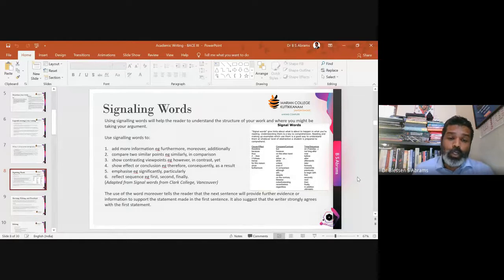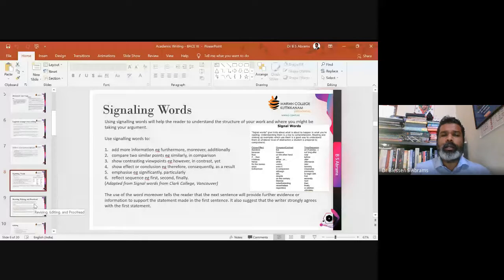The use of the word moreover tells the reader that the next sentence will provide further evidence or information to support the statement made in the first sentence. Moreover, or additionally, similar kinds of signaling words tell the reader to develop some curiosity, thinking, oh, definitely he has got more arguments on the same view. So you are sharing that amount of curiosity with the reader to complete reading your essay. It also suggests that the writer strongly agrees with the first statement as well. So that is very important to how to structure the entire essay.